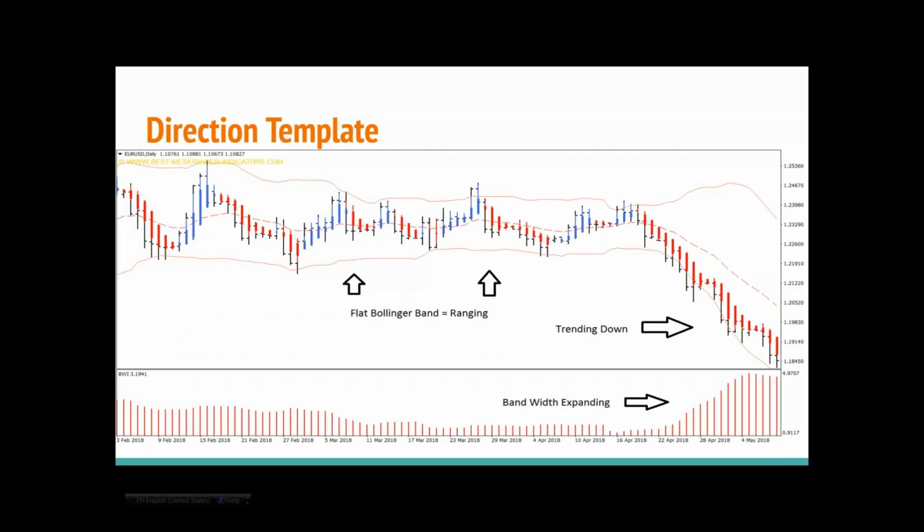So this is a Euro versus USD daily chart. This is what we call a direction template. So we look at the daily chart to try to figure out what's going on. And over here, what do we see here? So first you see those red and blue bars. Those are not regular candles. So it's already redrawn by the Heikin-Ashi indicator. After we draw using the Heikin-Ashi indicator, it eliminates lots of noise and makes sure you see a group of red and a group of blue together.